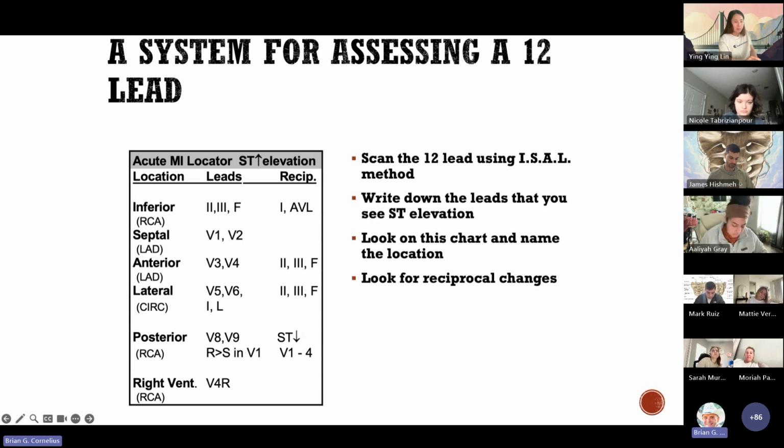So inferior wall, the coronary arteries down here below in parentheses. So the boot, 2, 3, and AVF, RCA. Septum, V1 and V2, LAD. Anterior, V3 and V4, LAD. Lateral, 1 and AVL, tends to be the circumflex, and then the V in the posterior is RCA, if you start doing posterior right-sided leads.